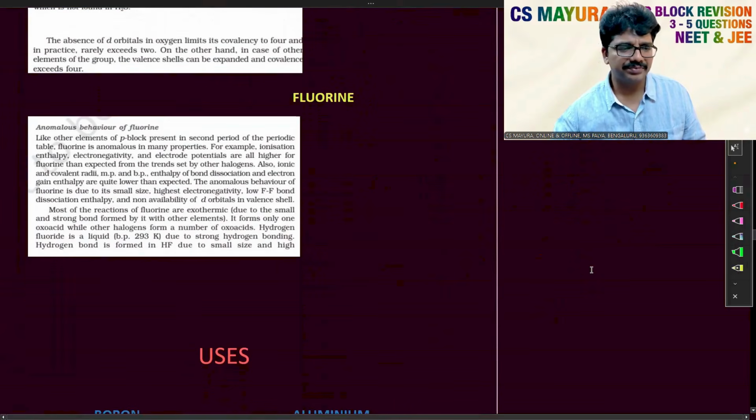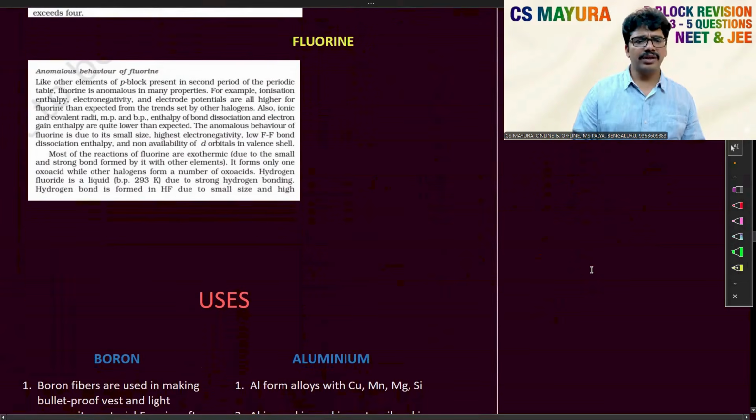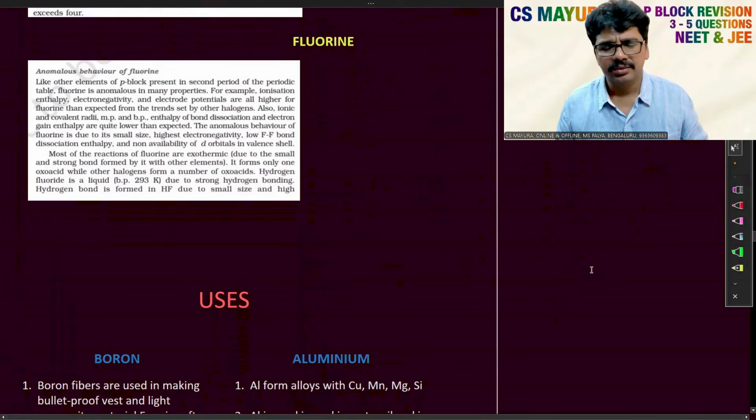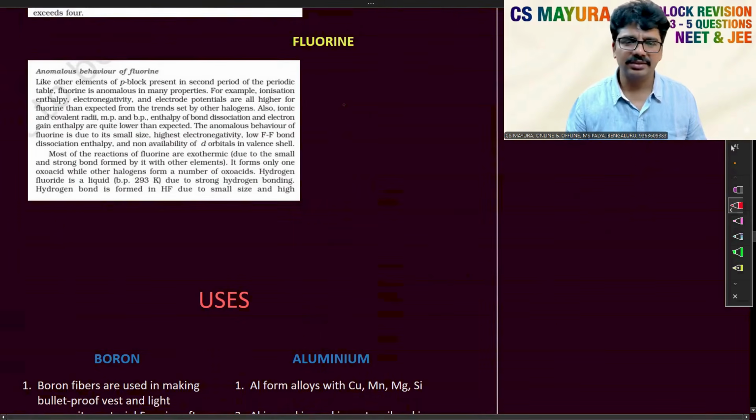Now coming to fluorine. Fluorine has the highest electronegativity and second highest electron gain enthalpy, and it is very unstable because bond dissociation enthalpy is less compared to bromine and chlorine due to lone pair repulsion. These points we already covered.